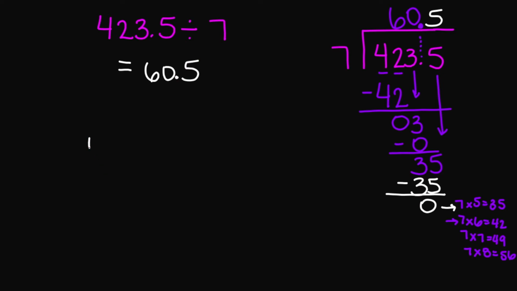And remember to check your answer. You're going to multiply your quotient times your divisor, and this is going to give you your dividend.